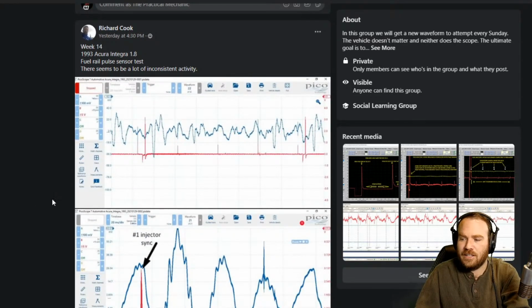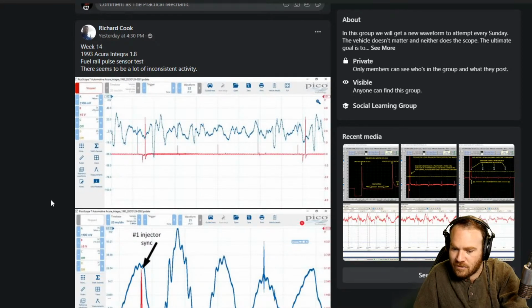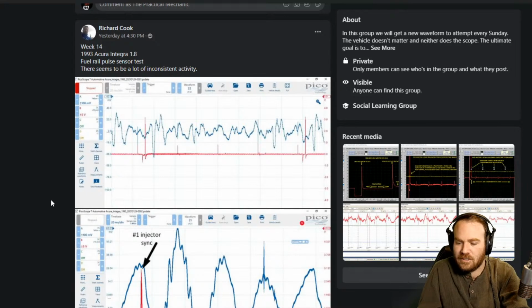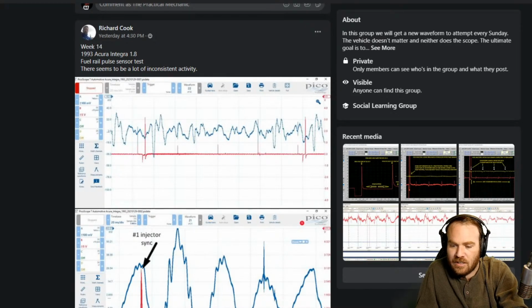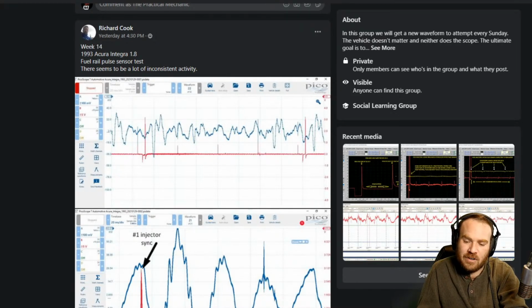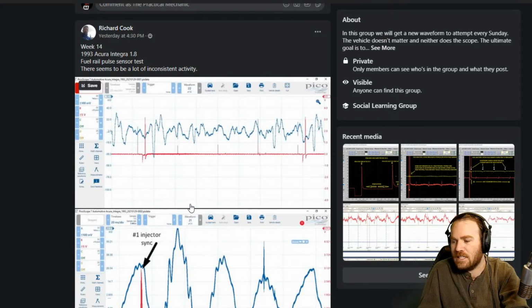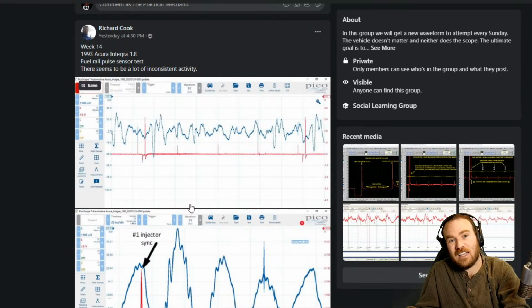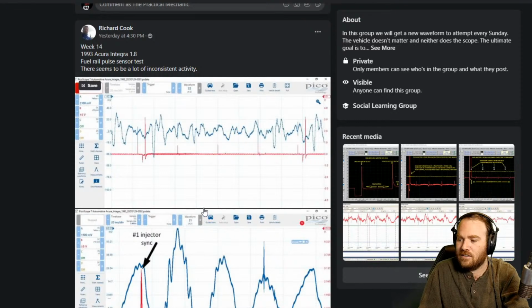Richard Cook, 93 Acura Integra. So Jared said week 13. Yeah, I wonder if bank 2 would have shown up more dramatically, since that's the side that the regulator's on. And after we're done going through these, I do want to talk about some other methods that I was thinking about as the discussions unfolded in the video comments on YouTube and in the group.